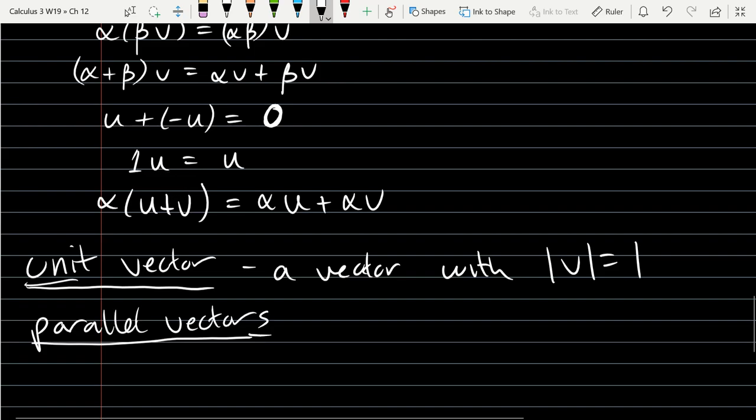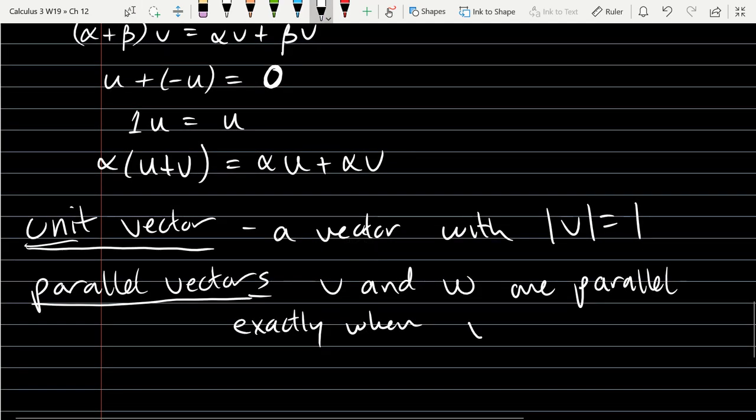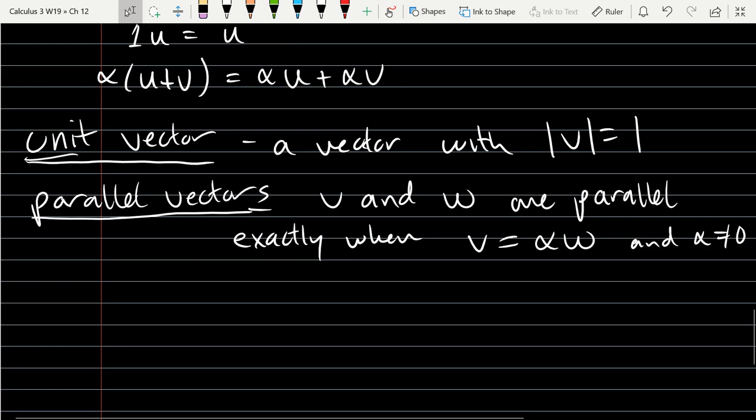So we have parallel vectors. V and W are parallel exactly when V equals alpha W and alpha is not equal to zero. If you have two vectors that are parallel and your scalar is zero, that means one of your vectors is the zero vector, and it doesn't really make sense to say they're parallel. But as long as your vectors are not both zero, your alpha can't be zero for them to be equal like this.